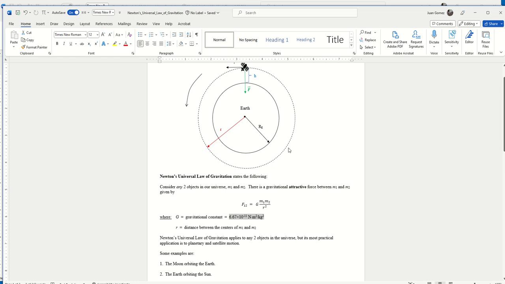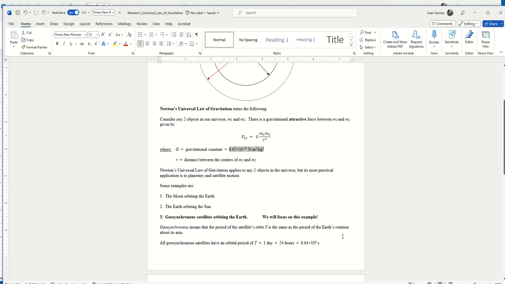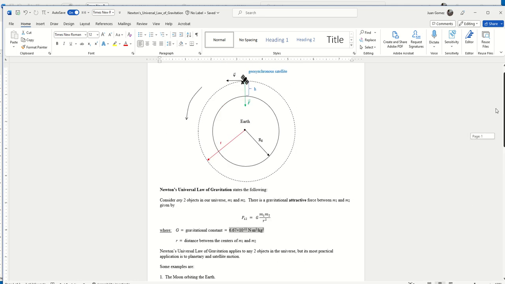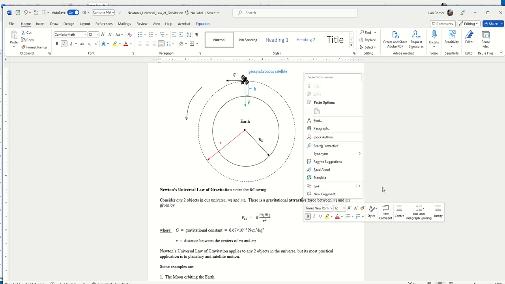Notice the radius of the satellite's motion is indicated by the dotted line circle, and you see r is the radius of that orbit. Again, we're going to focus on geosynchronous satellites orbiting the Earth. The lab is going to investigate this law: that the force between any two objects in our universe is given by G m1 m2 over r squared. And it's an attractive force.